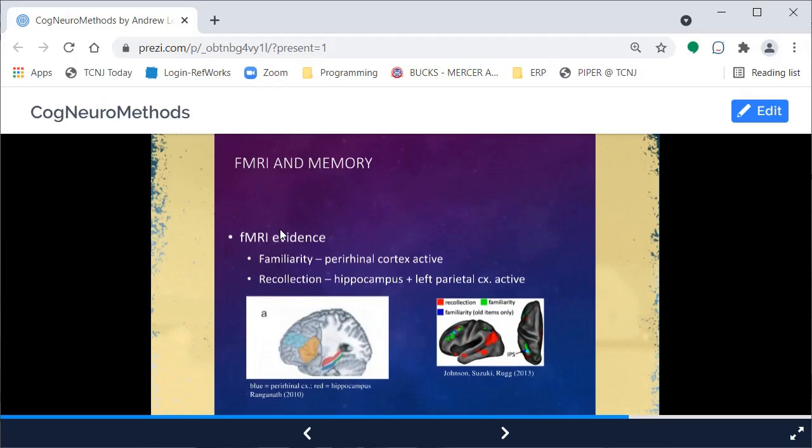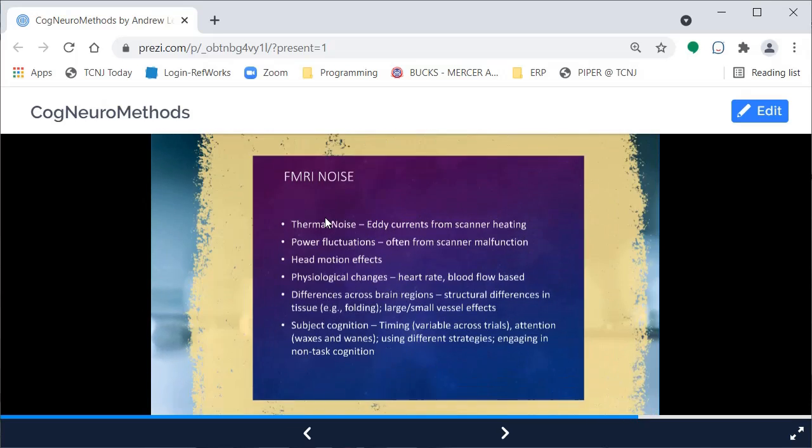on key components. Here's an example of fMRI applied to memory. Sometimes we can differentiate between different kinds of memory, and you'll see that they are associated with different areas of activation.